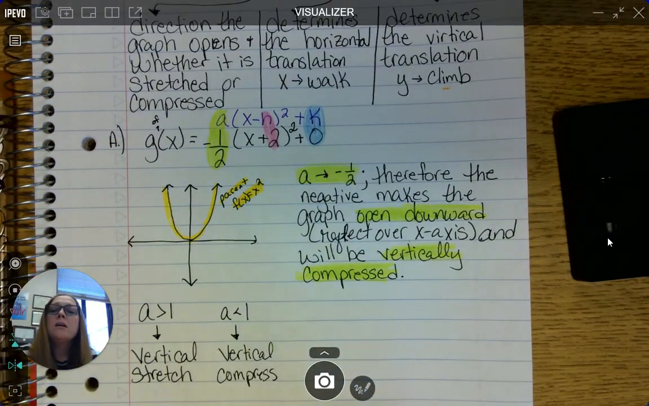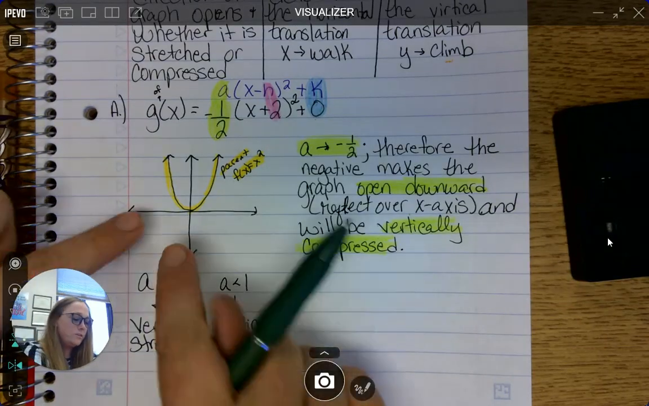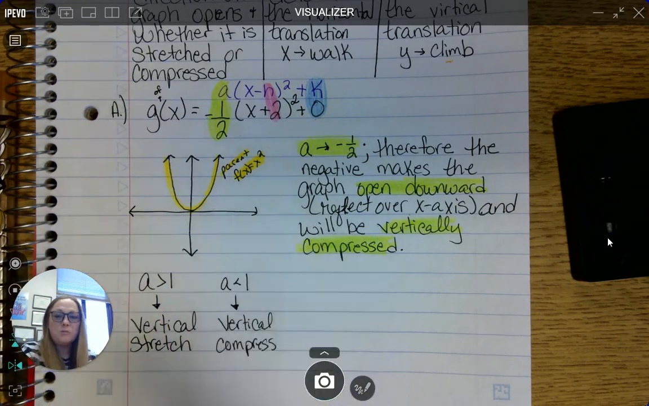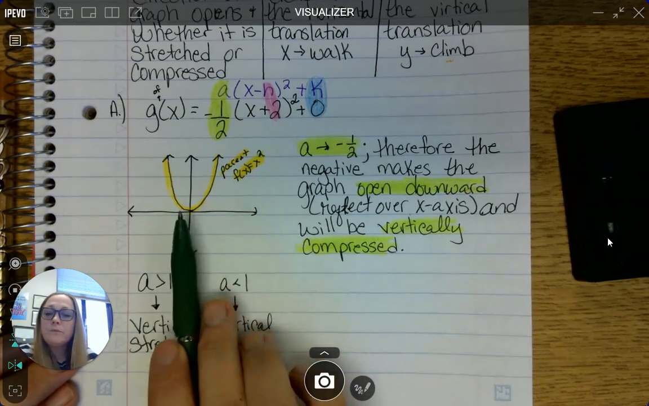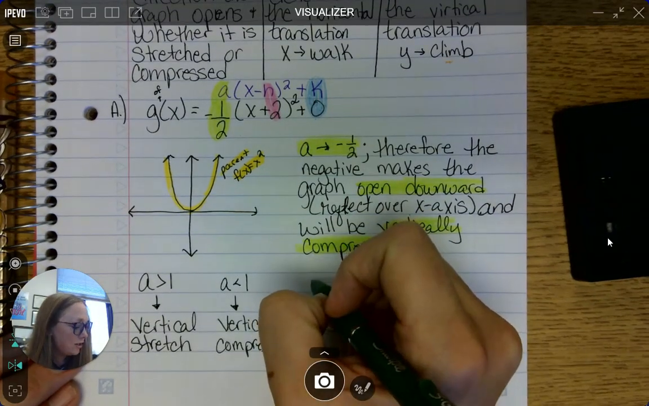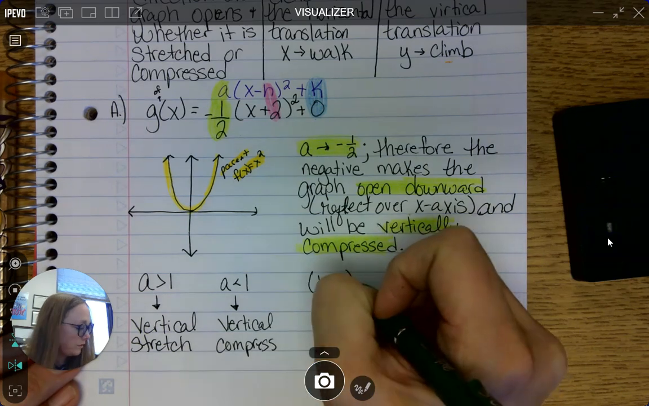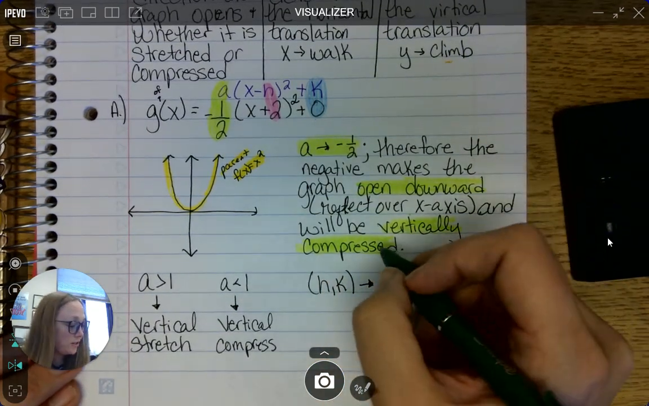Next, we can predict. I already know it's going to be facing downward, and it's going to be compressed, so it's going to be a little bit chunkier, a little bit fatter than the parent function. Next is our H and K. What do our H and K tell us? H and K are our vertex. It's telling us how it's going to be translated.